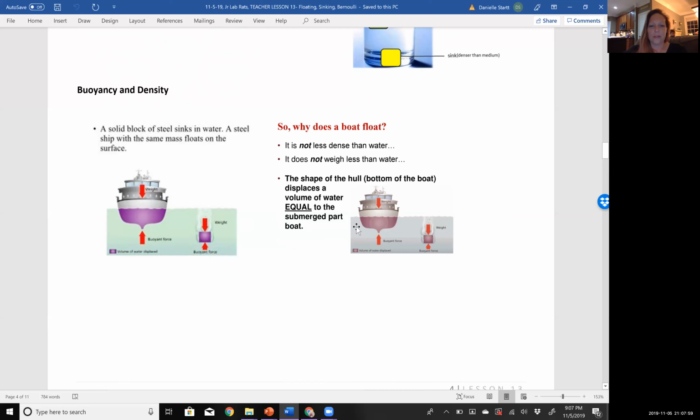The shape of the hull displaces a volume of water equal to the part of the boat submerged. So if you can imagine that you see the surface of the water here, if this hull were not filled with air, and if it were filled with water, it would take up a certain amount of volume, about the size of this purple section. But because it's filled with air, it displaces that water. So it moves the water elsewhere. And in an ocean, you're not going to notice it. But if you were in a bathtub like Archimedes, maybe you would.